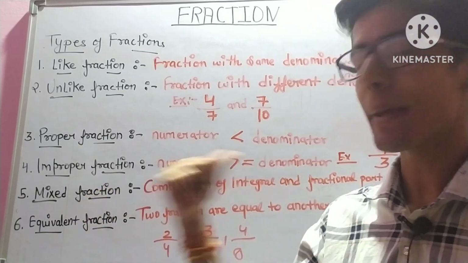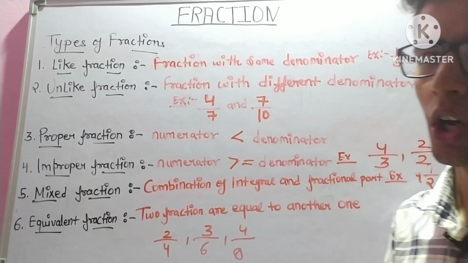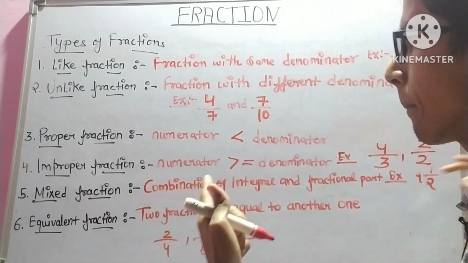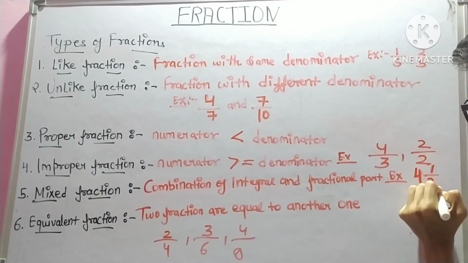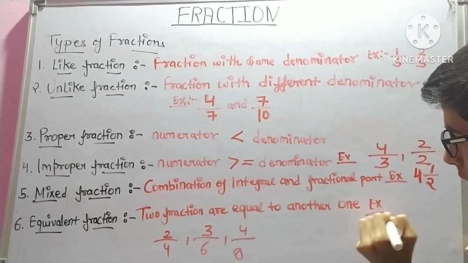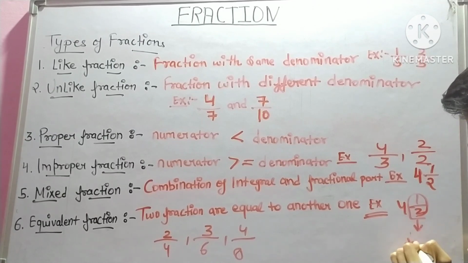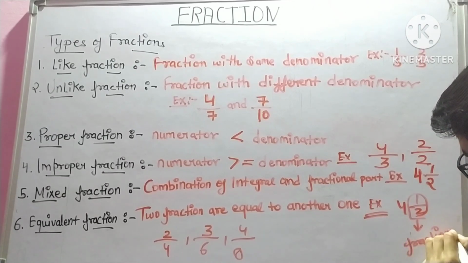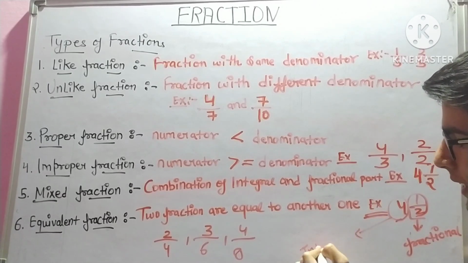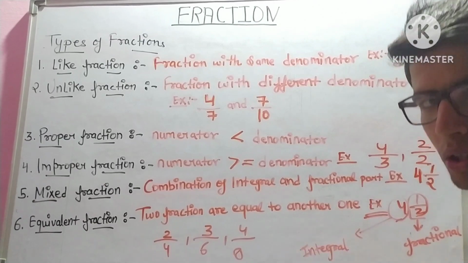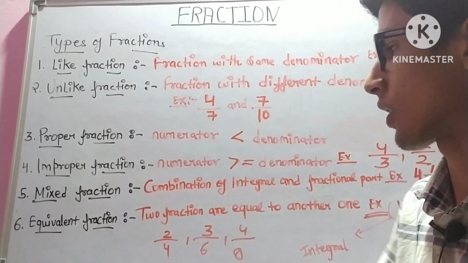The fifth one is the mixed fraction. The combination of integral and fractional part is known as the mixed fraction. So 1 and 1 by 2. If we discuss broadly, this part is known as the fractional part, and this part which comes in single form is known as the integral part. Understood, students?